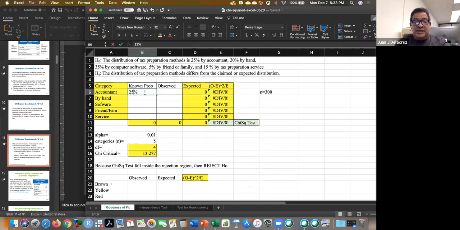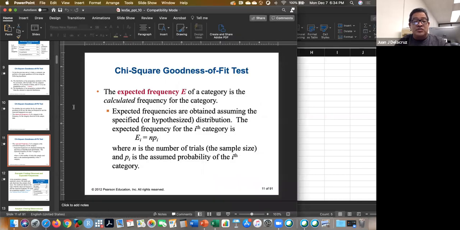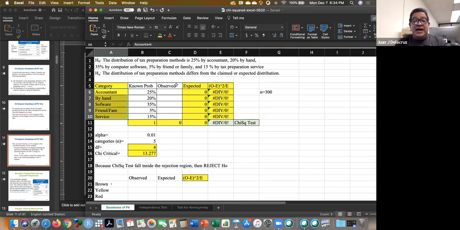The first one is 25%. The second one is 20%. The third one is 35% by computer software. Then by a friend is 5%, and service is 15%. So that is the data that I know: accountant, hand, software, friend or family, and service. So that's what I did. Those are the known probabilities.